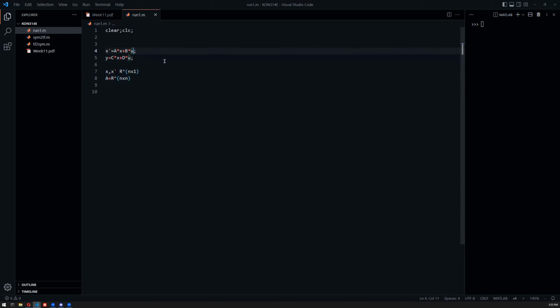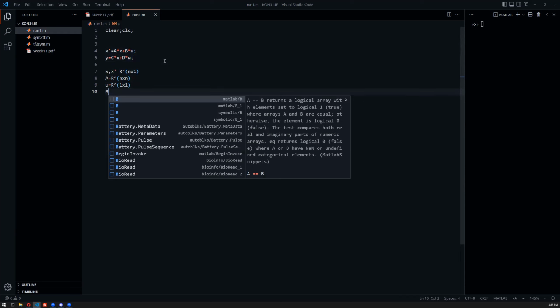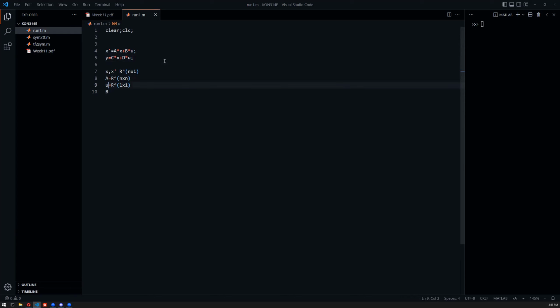Then we can see that u should be scalar, because u is just an input, 1 by 1. And if this whole thing is n by 1, this is also n by 1. In order to be able to add bu to these terms, and if u is 1 by 1, it seems like b should also be n by 1. So b is in R^(n by 1).